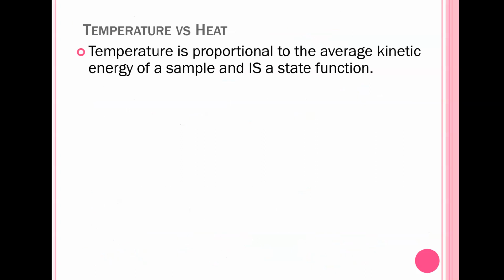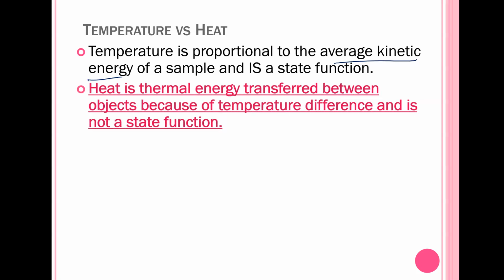Temperature is proportional to the average kinetic energy of a sample. That's what we talked about in the last chapter with gas laws. It is a state function. Right now, I'm measuring the temperature. Heat is not a state function. It is the amount of thermal energy transferred between two objects because they have a temperature difference. And it is not a state function.